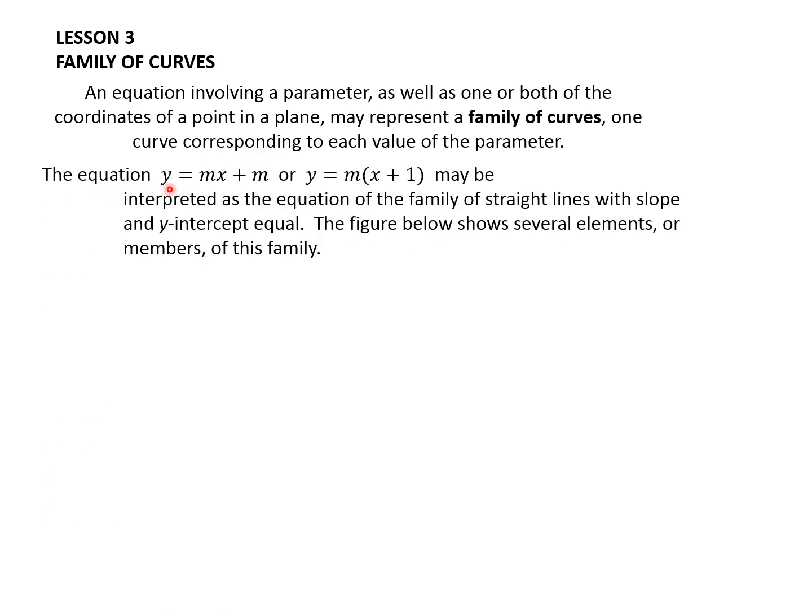This equation, y is mx plus m, represents what? A curve whose slope and y-intercept are equal. Notice that the first m here will be the slope, and the next m there will be the y-intercept. Therefore, this is a family of lines whose slope and y-intercept are equal. If we factor m, we have y is m times x plus 1, and you notice that this line will always pass through the point negative 1, 0.